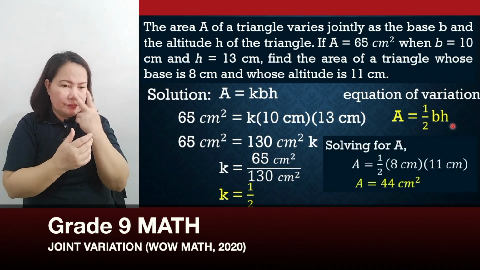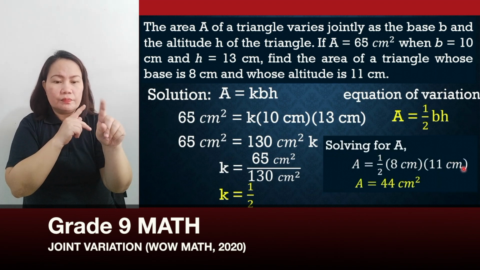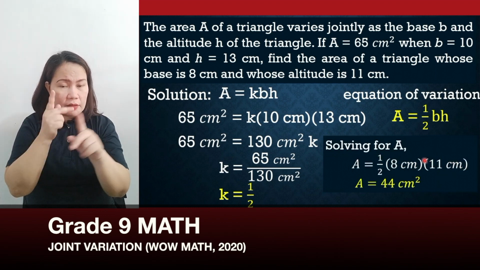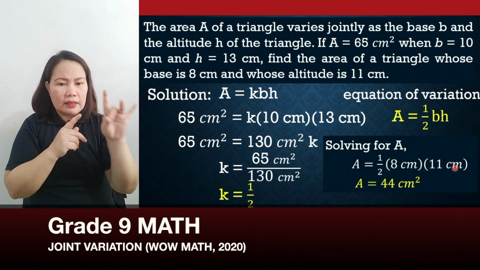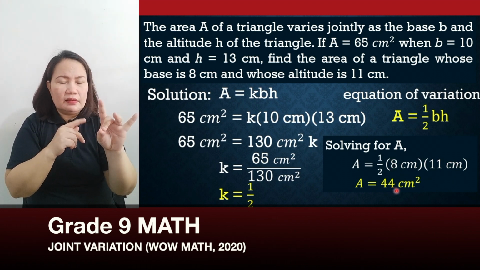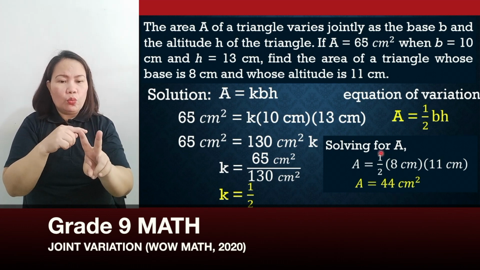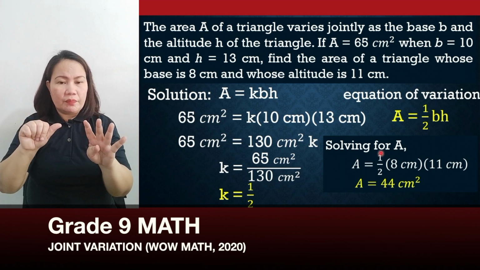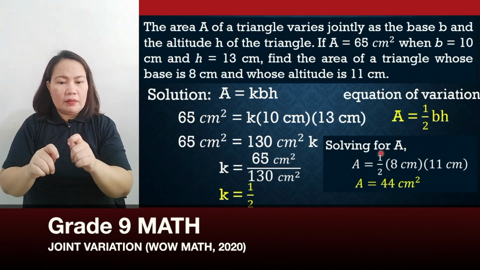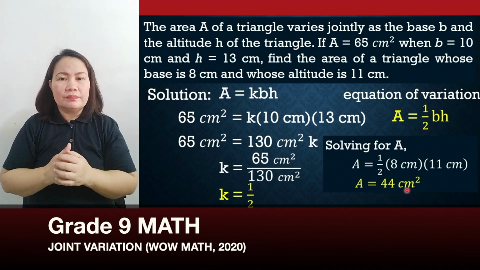So, that is 1/2 times 8 cm times 11 cm, and this 8 cm times 11 cm is 88 cm times 1, that is 88, divided by 2, kaya 44 square centimeter. So, the area of a triangle, if the base is 8 cm and the altitude is 11 cm, is 44 square centimeter.